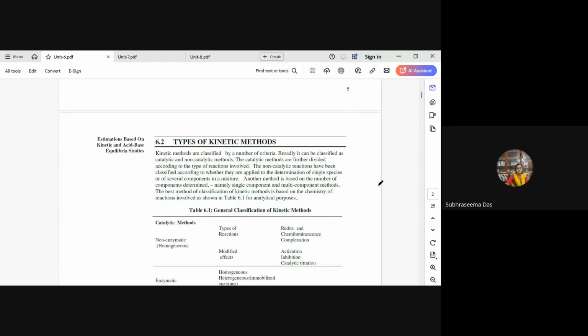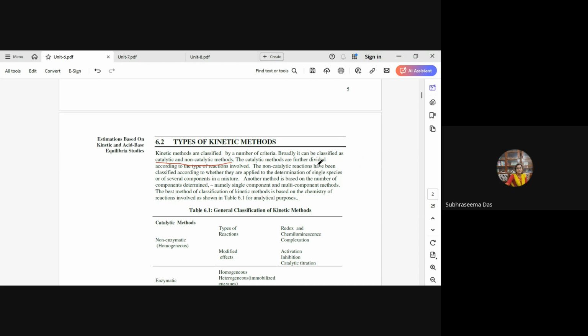So to begin with, kinetic methods have been classified into many classes. But in a broader sense, they have been classified in terms of catalytic and non-catalytic methods. The catalytic methods have been further divided in terms of the types of reactions, and the non-catalytic reactions have been classified according to their applications on the species. There is also another method of classification of kinetic methods, based on the number of components, whether it is a single component or multi-component.